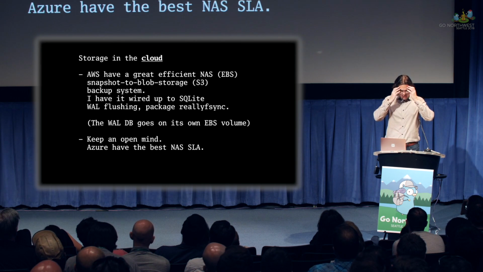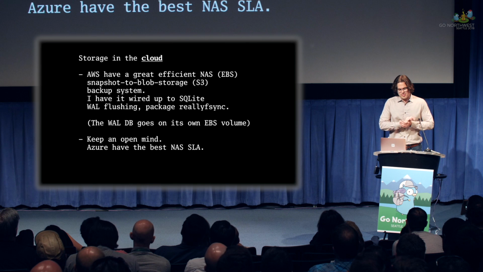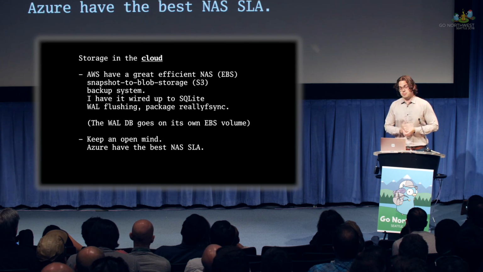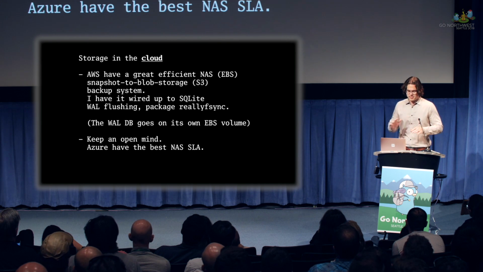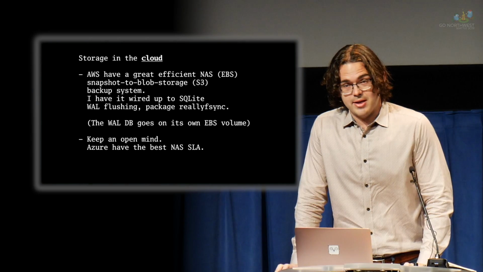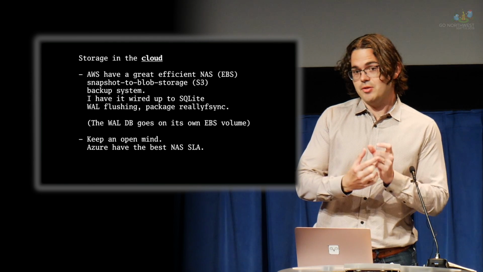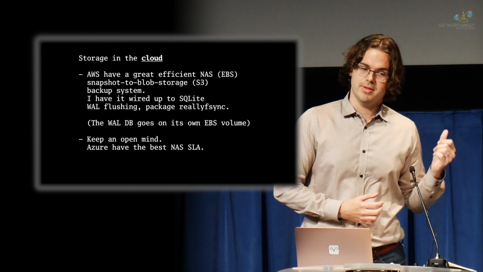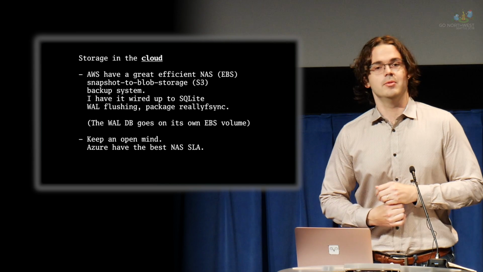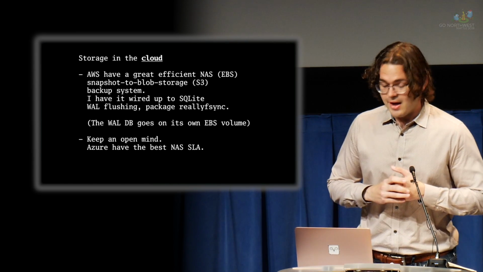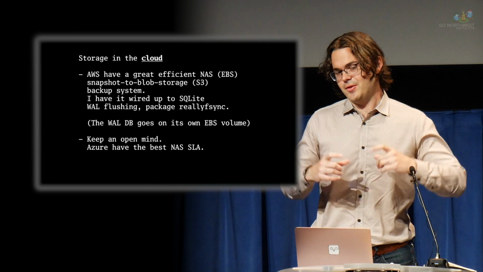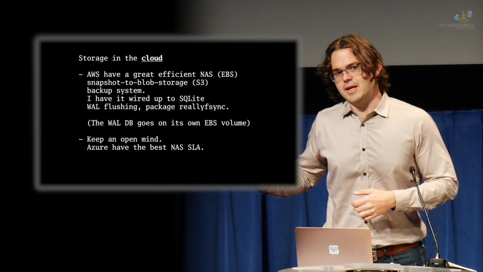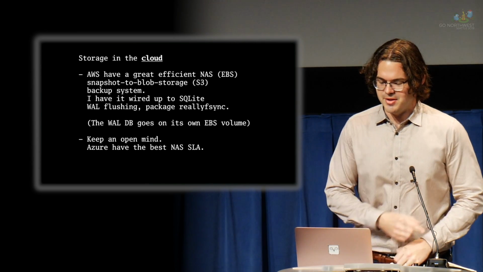So storage in the cloud. I mentioned I use Amazon's NAS system. They warn you it loses data. The numbers they give you don't make any sense. There's no way it loses that much data. I presume they're just trying to be really careful about it. They have a great snapshot to blob storage system where it snapshots the change in their NAS thing to their big geo-redundant blob storage system really quickly, and you can program this, and I do. So I manually flush the WAL log of SQLite, the main one that sits on its own EBS volume. I have a package called really fsync, which triggers the S3 backup.